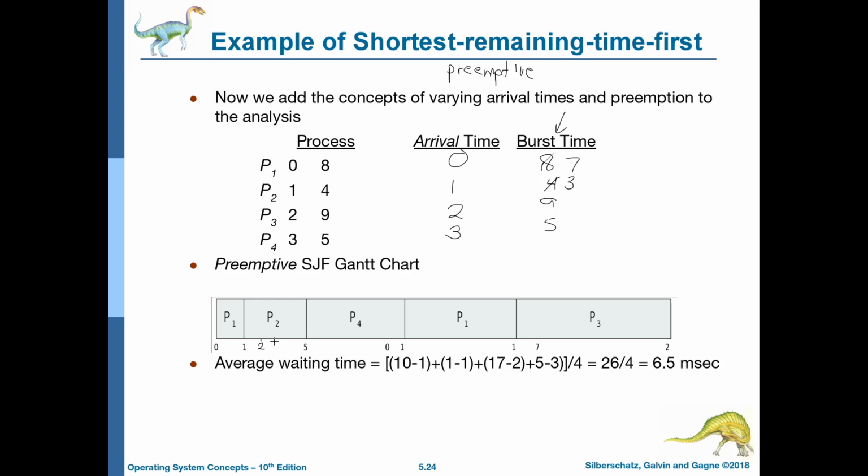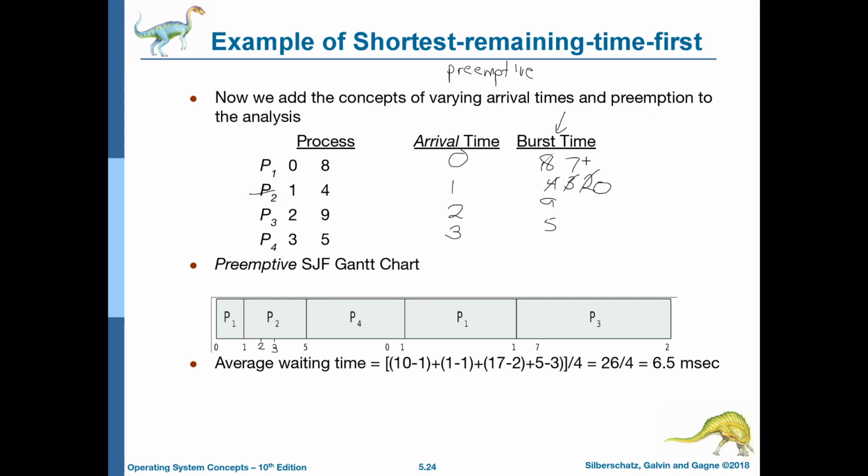At time 3, job 4 arrives. Now process 2 has executed one more time cycle, so it's down to 2, and process 4 shows up with a time of 5. Well, still, out of all 4 of these jobs, process 2 is the shortest, so process 2 gets to run to completion. Once process 2 runs to completion, it's down to 0 now, and once it's 0, you can go ahead and take process 2 off the list.